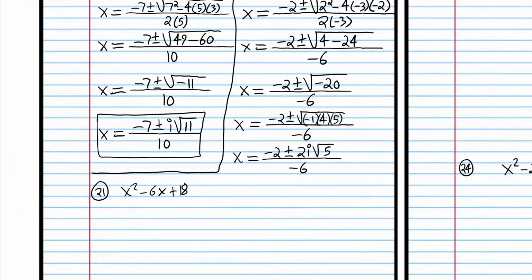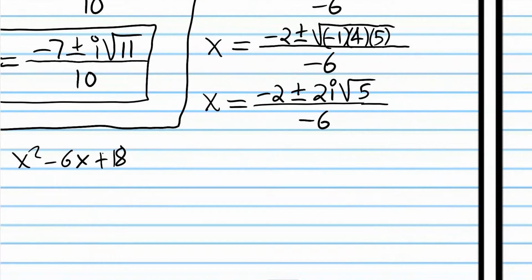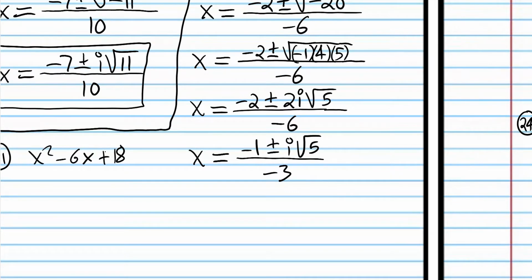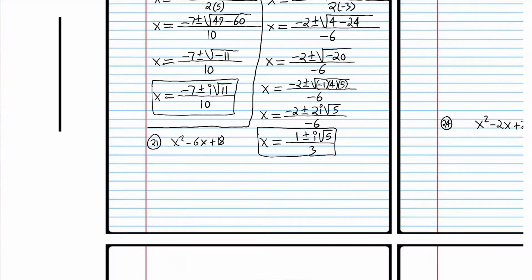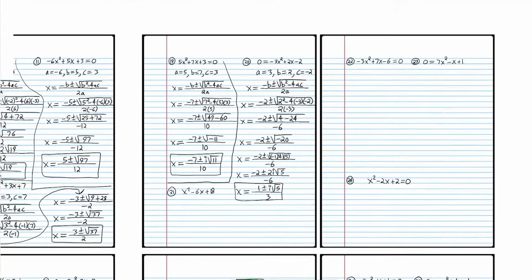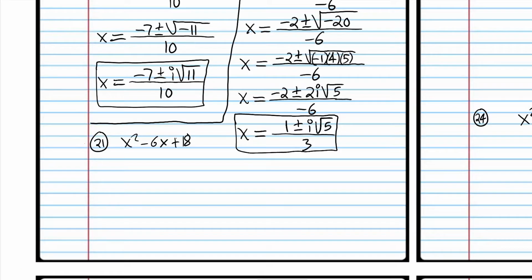Okay, and then we can reduce. So finally we have x is equal to, divide everything by 2 and we get negative 1 plus or minus i root 5 all over negative 3. And we can also get rid of those negatives if we multiply both sides by negative 1. And that is the answer. So let's try one more of these before you try one on your own.